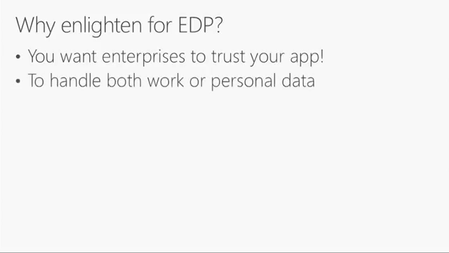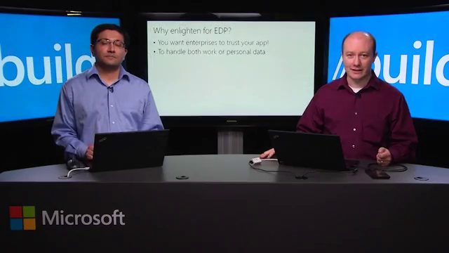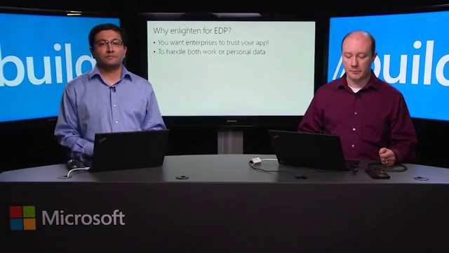If you handle both work and personal data in your application, you simply must enlighten your app. Why is that? Well, an unenlightened application, Windows detects, and then any data that it writes to disk is automatically encrypted. If you're handling any personal data, what that really means is that you're taking that person's data away and throwing it away when the device is revoked. IT pros cannot afford to treat their users that badly, and so your application wouldn't be trusted.